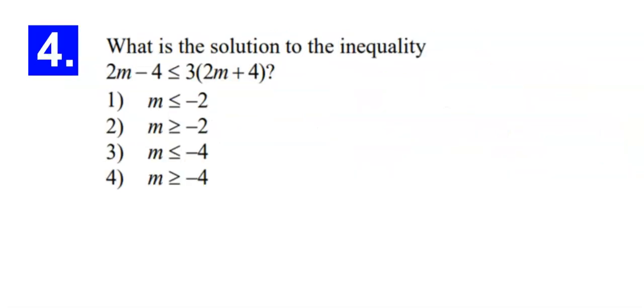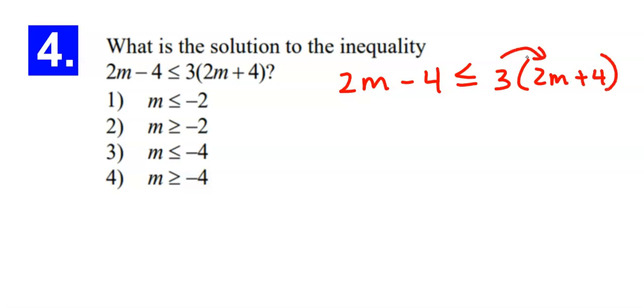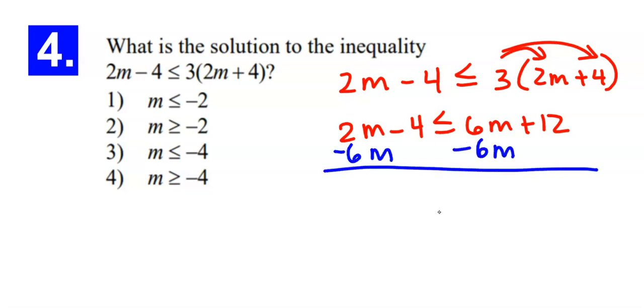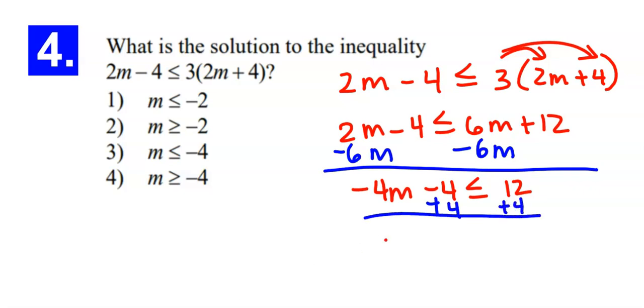Question number 4 asks you to find the solution to this inequality. Now this problem can be solved in many ways, but most of us will start by distributing on the right-hand side here, rewriting the left, and this would be equal to 6m plus 12. Now there are multiple correct math moves from here. I'm going to choose to move my letter m to the left by subtracting 6m from both sides, but you could do something different. When I rewrite, it results in negative 4m minus 4 is less than or equal to 12. Now I'm going to use the addition property of equality to move my constant to the right.